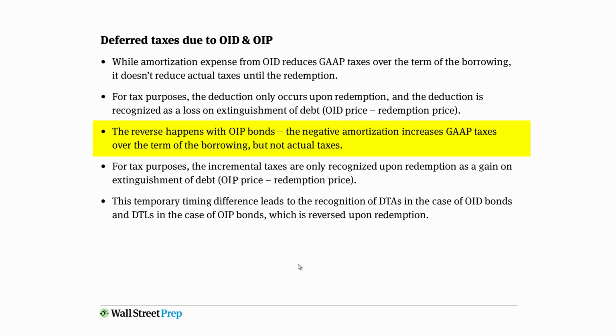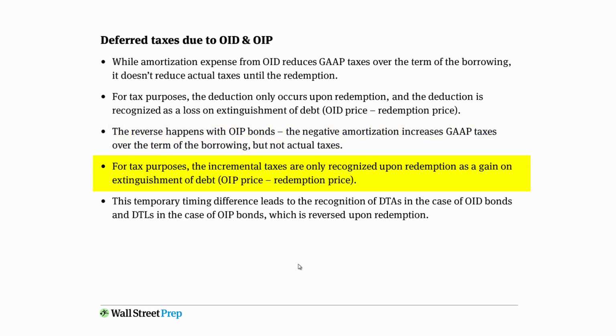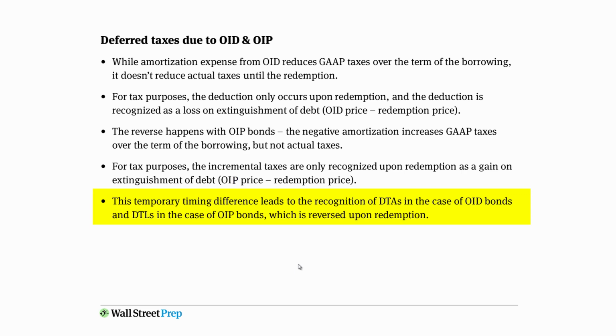The negative amortization increases GAAP taxes over the term of the borrowing, but not actual taxes. For tax purposes, the incremental taxes for OIP are only recognized upon redemption as a gain on extinguishment of debt. Again, the opposite of what we just talked about. So it's going to be the OIP price minus the redemption price. This temporary timing difference leads to the recognition of deferred tax assets in the case of original issue discount bonds and DTLs in the case of original issue premium bonds, which is reversed upon redemption.